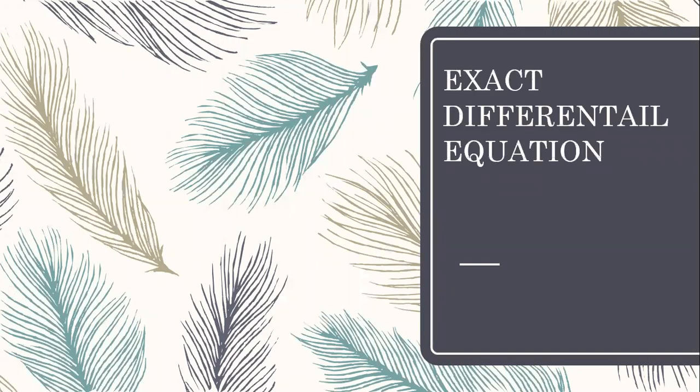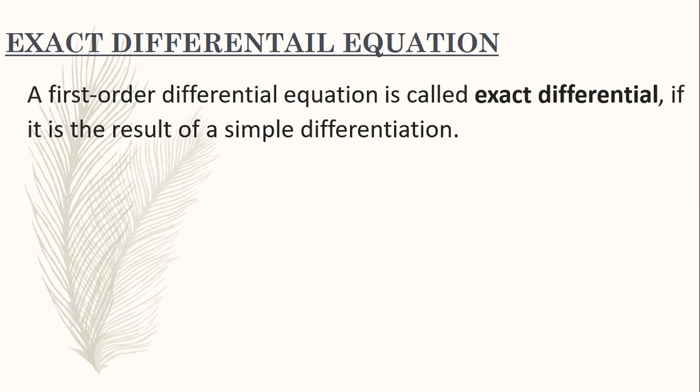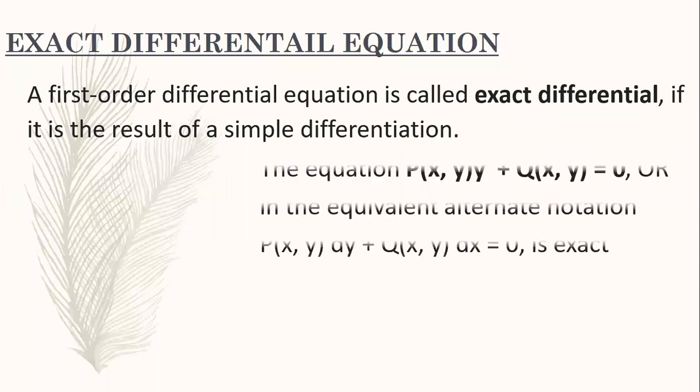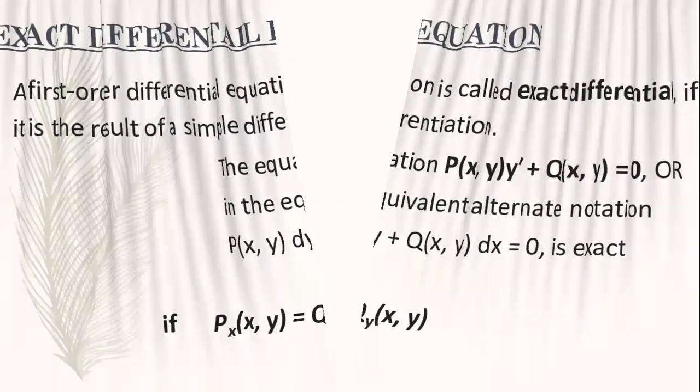The exact differential equation, a topic of ordinary differential equations. So what is an exact differential equation? A first order differential equation is called an exact differential equation if it is the result of a simple differentiation. The equation P(x,y) y prime plus Q(x,y) equals 0, or in the equivalent alternate notation, P(x,y) dx plus Q(x,y) dy equals 0, is exact if... Here we will discuss the method to solve the exact differential equation.